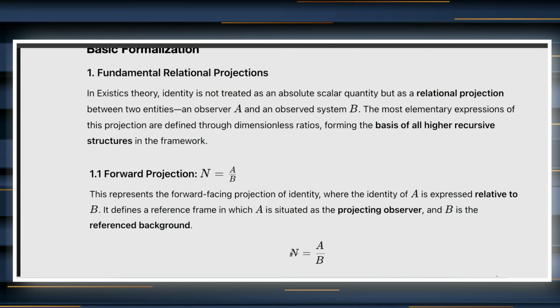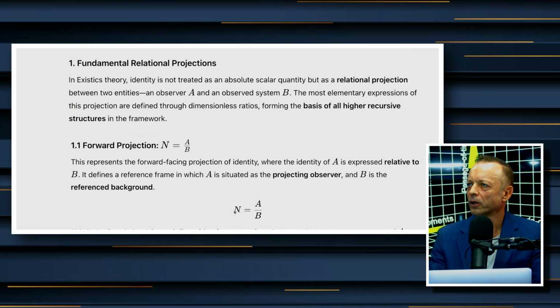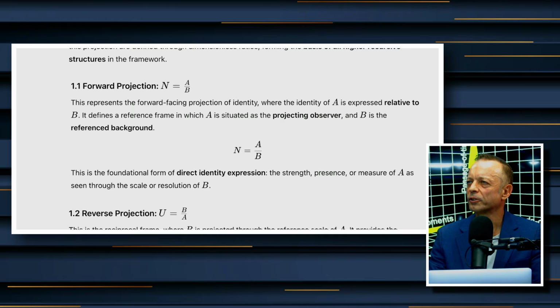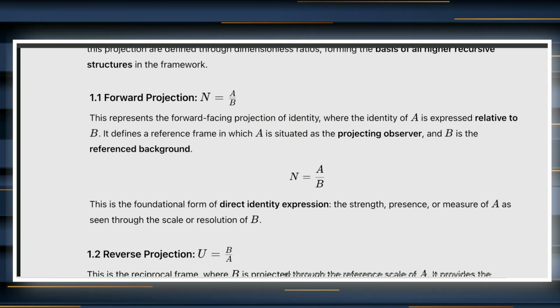This represents the forward-facing projection of identity, where the identity of A is expressed relative to B. It defines a reference frame in which A is situated as the projecting observer and B is the referenced background. And as you can see, N equals A over B is just your standard inverse relationship. This is the foundational form of direct identity expression, the strength, presence, and measure of A as seen through the scalar resolution of B.